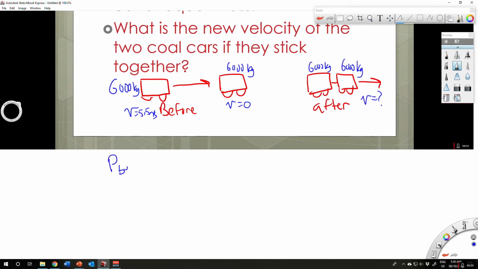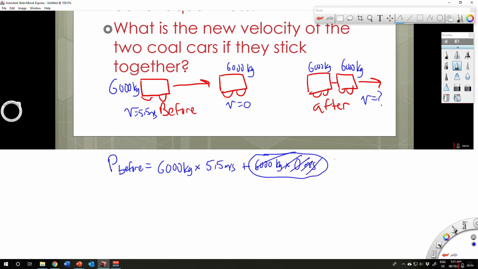So the momentum before, P before, will just basically be the sum of the momentums. So 6,000 kilograms times 5.5 meters per second plus 6,000 kilograms times 0 meters per second. I don't actually have to do this particular calculation because it just drops out to 0. I'm just showing that to make it explicit that you add the momentums of everything before they collide.